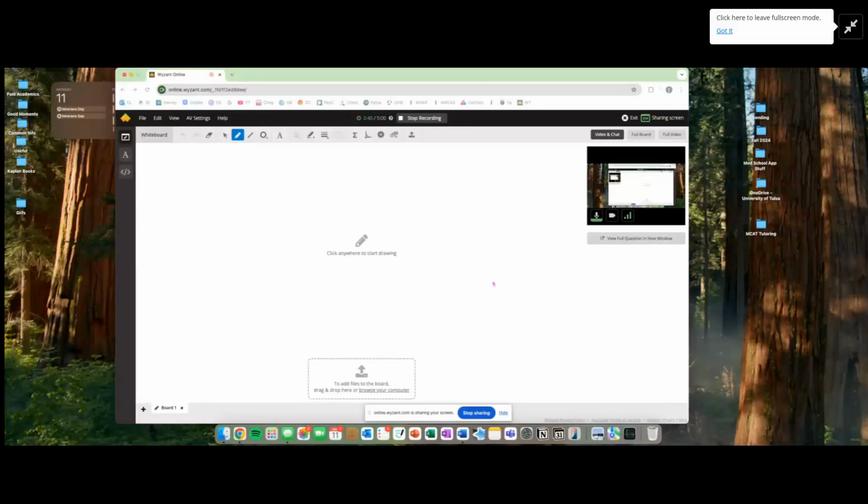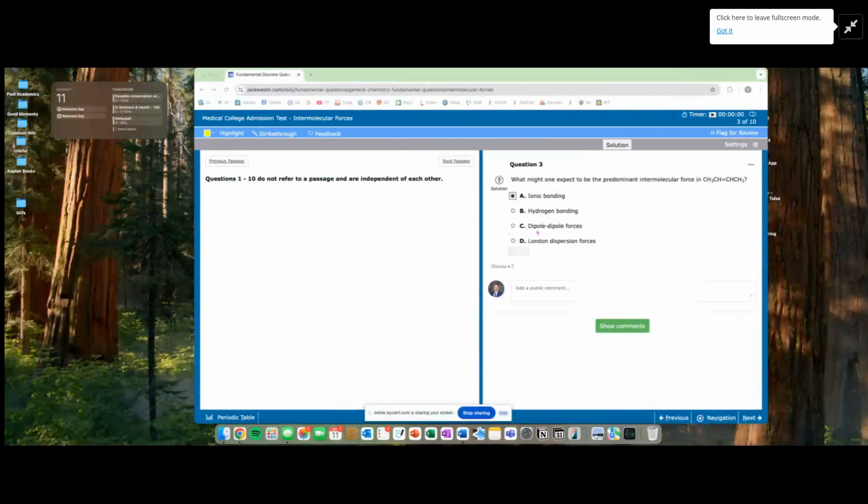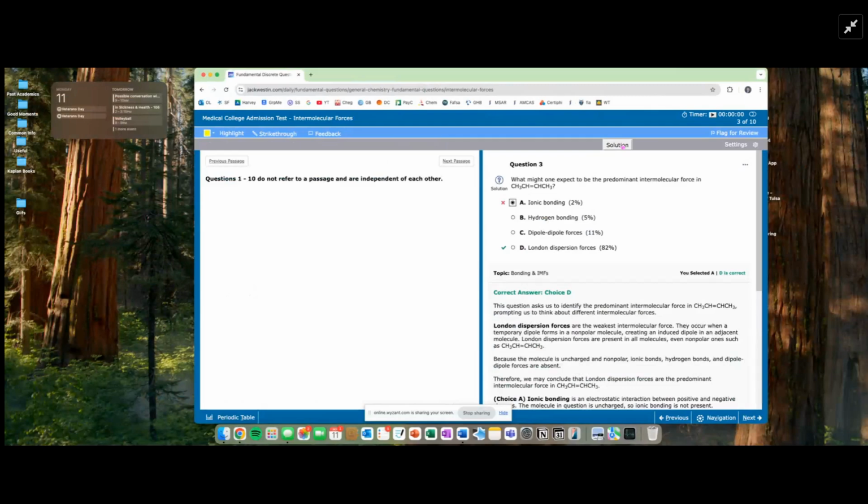So I'm now going to flip over to a Jack Westin question. So you can see here, this question: what might one expect to be the predominant intermolecular force in butene, just a nonpolar chemical structure? The answer is London dispersion forces, but I picked ionic bonding, so I missed it. And so you can see here, we have the incorrect answer.